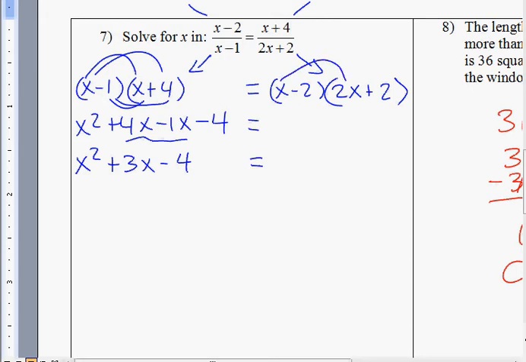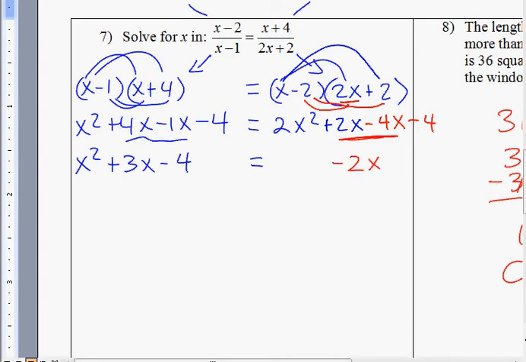X times 2x this time will be 2x squared. X times 2 will be positive 2x. Now don't forget this part, but it's a 2x times negative 2, and that's negative 4x. Right? And a negative 2 times 2, that's negative 4. Okay? Combine the two like terms here. 2 plus negative 4, that's negative 2x. Right? Bring everything else down. 2x squared minus 2x minus 4.